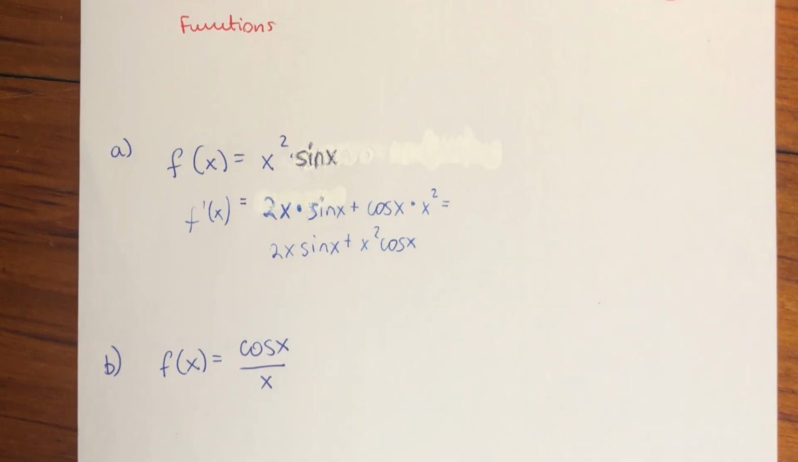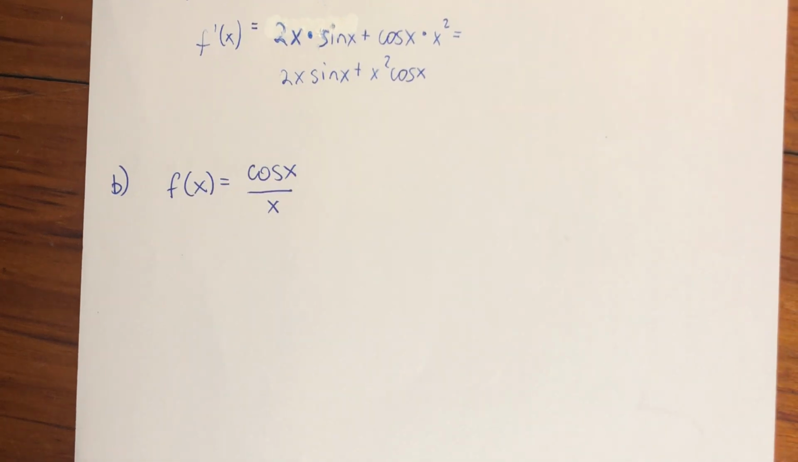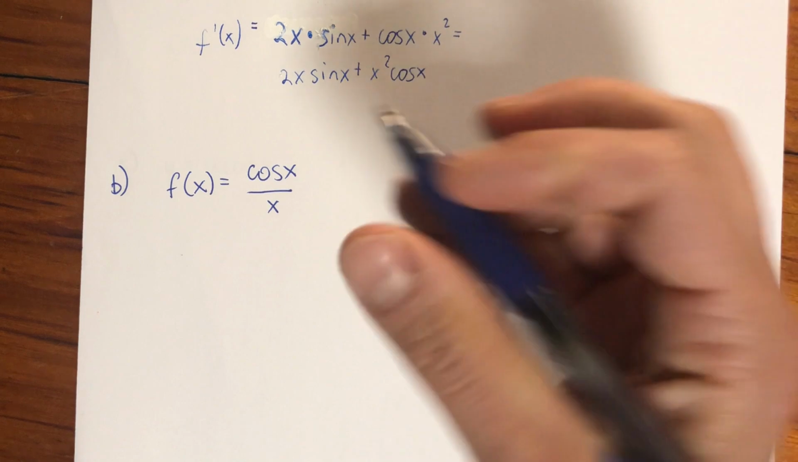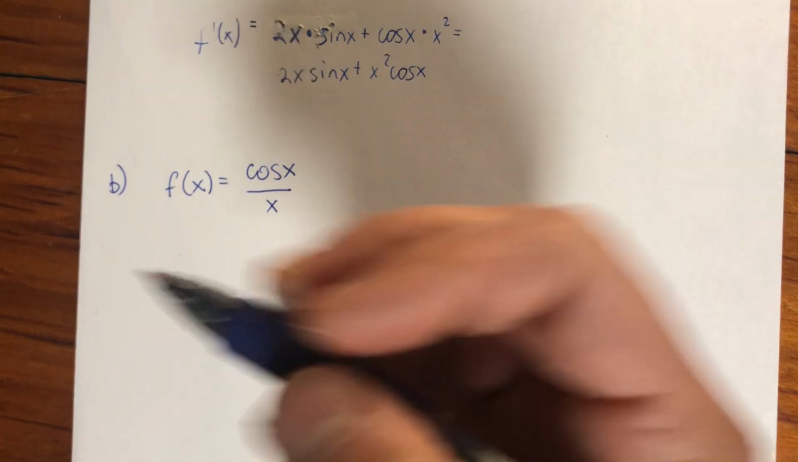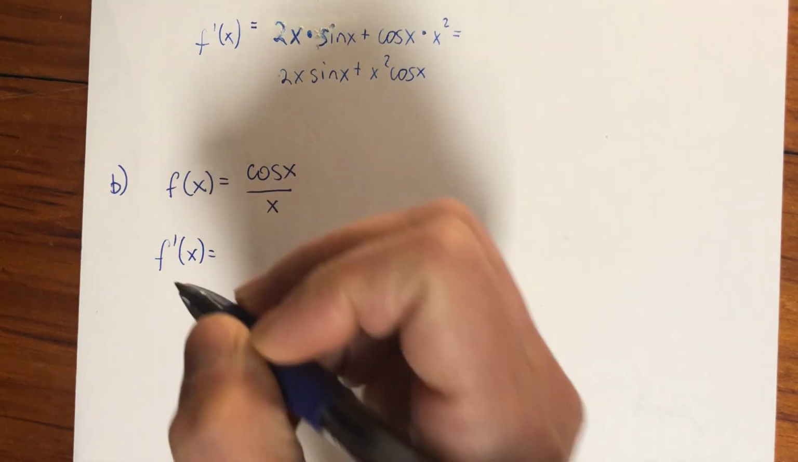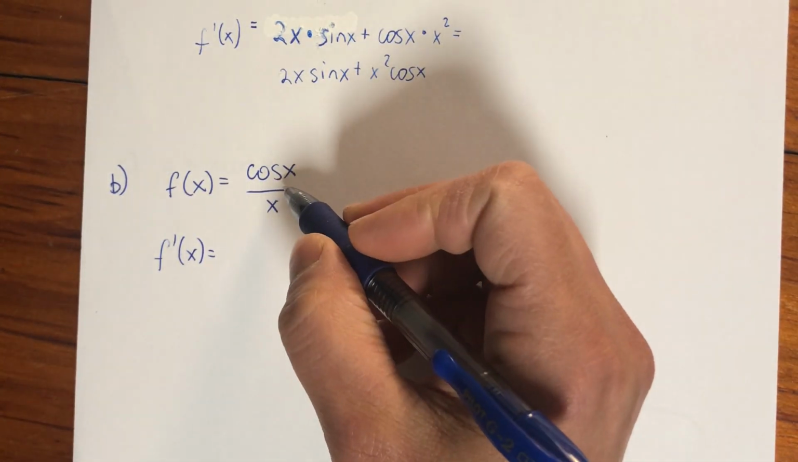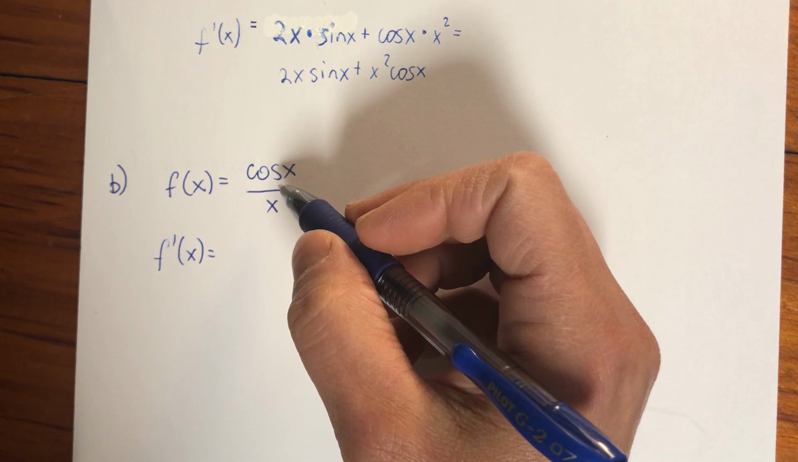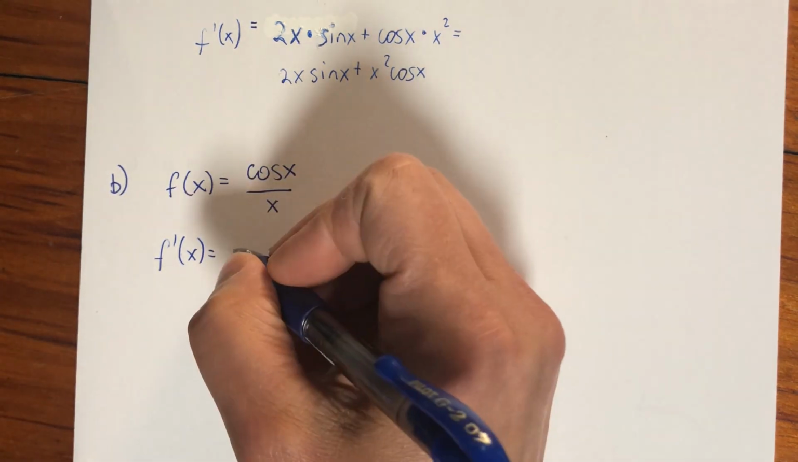All right, let's take a look at the second one. And the second one, we have a quotient. So we have cosine of x over x. If I want to find the derivative of this, I am going to find the derivative of the first one, and the derivative of the first one is negative sine.